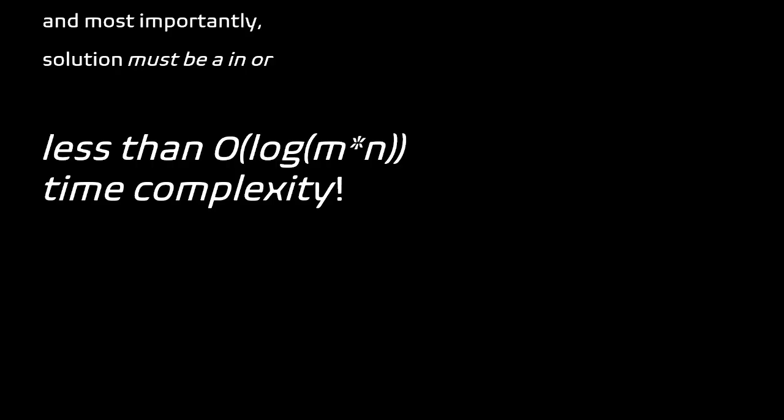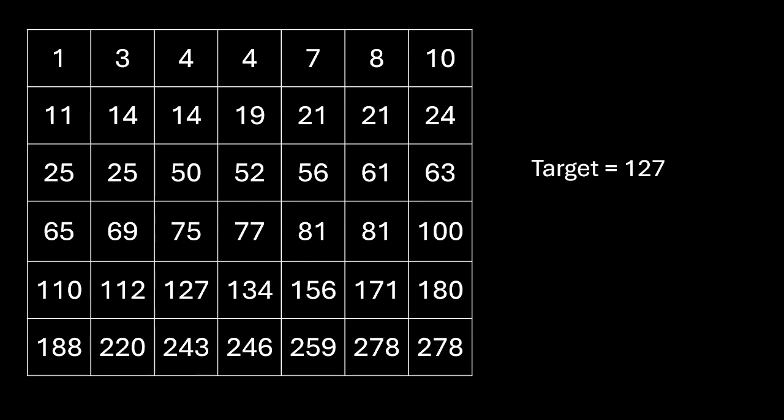How do we do this? Well, it's pretty simple. First, consider this particular matrix. Here our target is 127. If we directly try doing linear search, how it's going to go? Well, we'll start from the top left corner and we'll just proceed cell by cell till we find our target, right? So in this case, our target is 127.